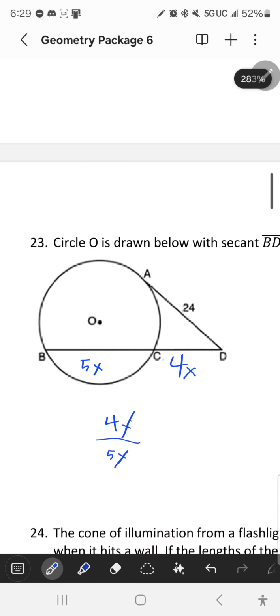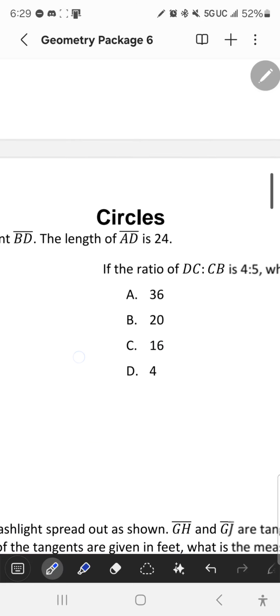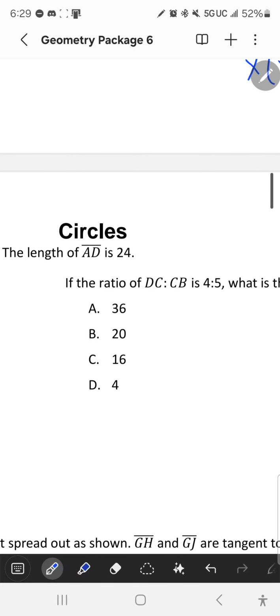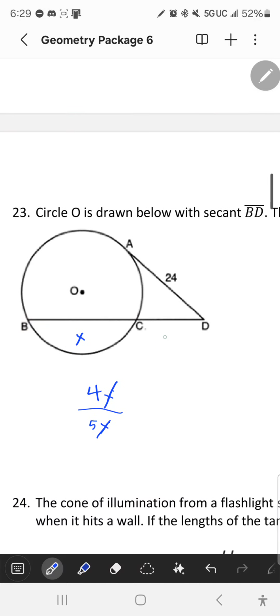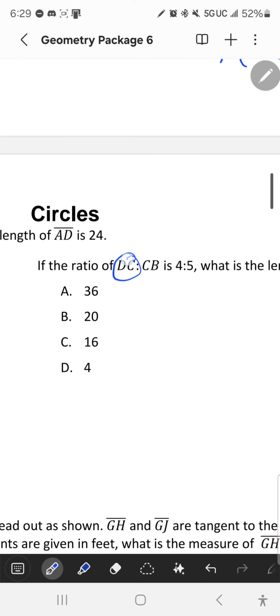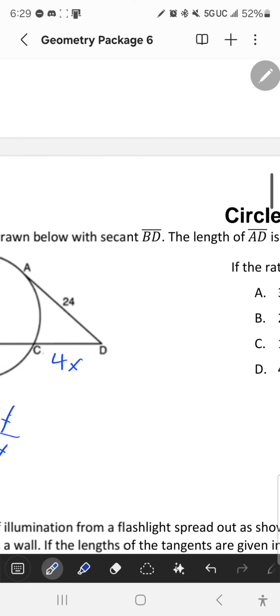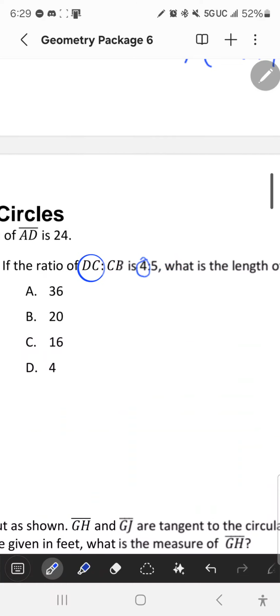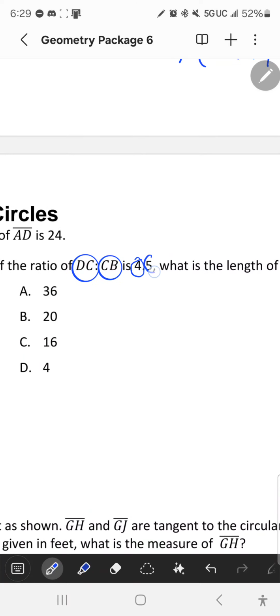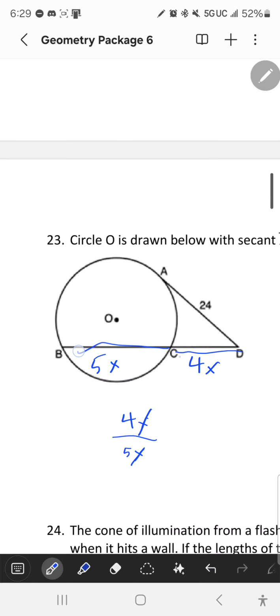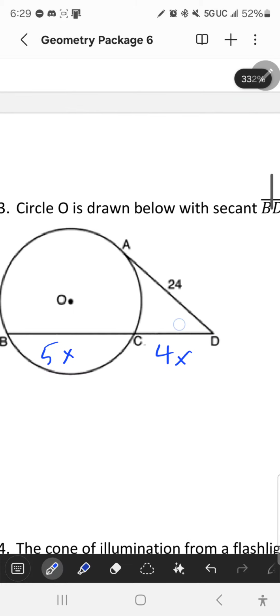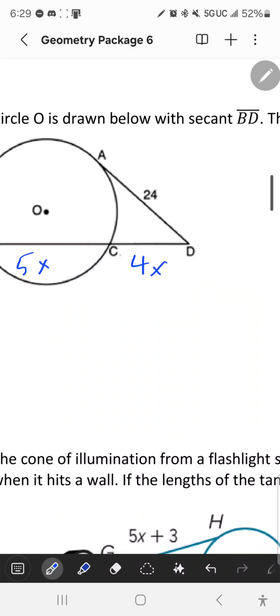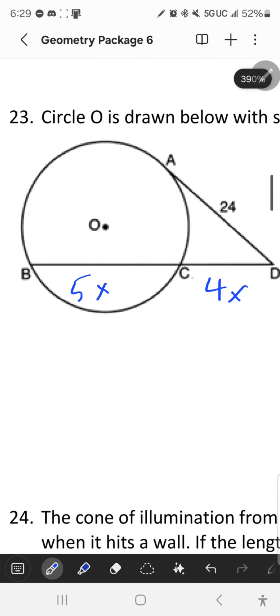And they're saying, sorry, CV is 4 to, no, it's DC. Okay, I did it right at the beginning. So sorry about that. They're saying DC, the first one goes with the first one. So DC is 4x, and then CV, which is the second one, goes with 5x. So CV is 5x. So this is what we have right now. And we want to solve for CV, but we first need to solve for x. So let's look at that.